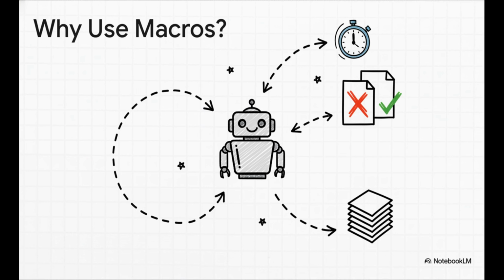So, why would you even bother with this? Well, because macros save an unbelievable amount of time. They get rid of those little manual errors you make when you do the same thing 100 times, and they make sure your work is perfectly consistent across all your documents. This is the real secret to automating your office work.